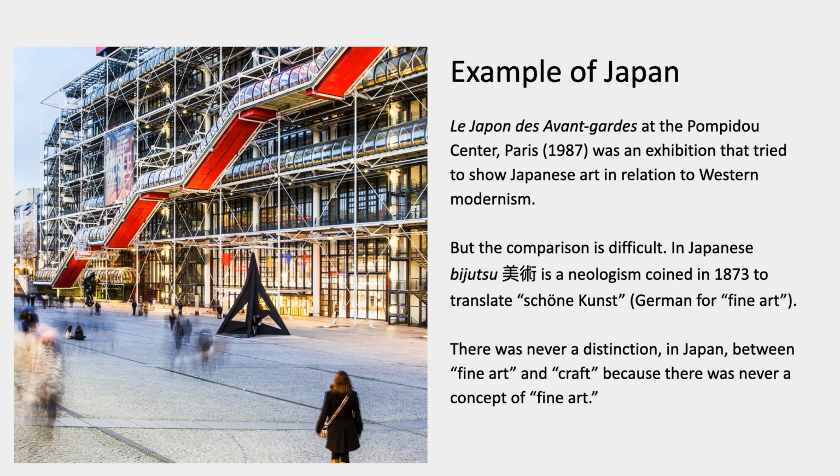So this exhibition, Le Japon des Avant-Gardes, at the Pompidou Center in Paris in 1987, was an attempt to show Japanese art in relation to Western modernism. The comparison is a difficult one to make because in Japanese, bijutsu is a neologism. It was coined in 1873, in other words, a new word, very recent in Japanese culture, in Japanese language. It was coined to translate schöne Kunst, which is German for fine art.